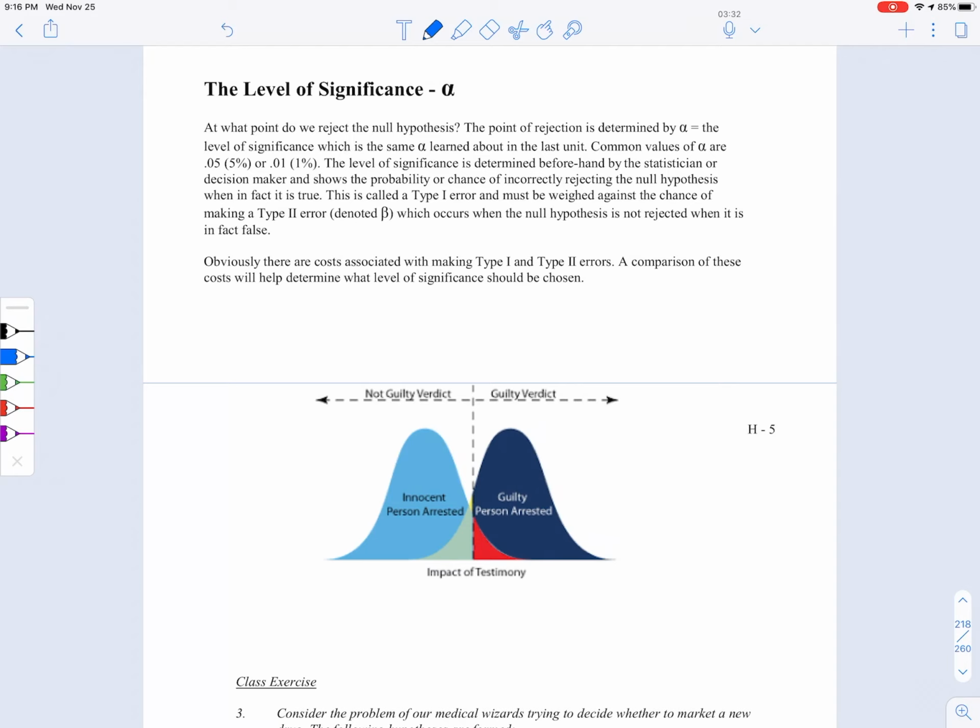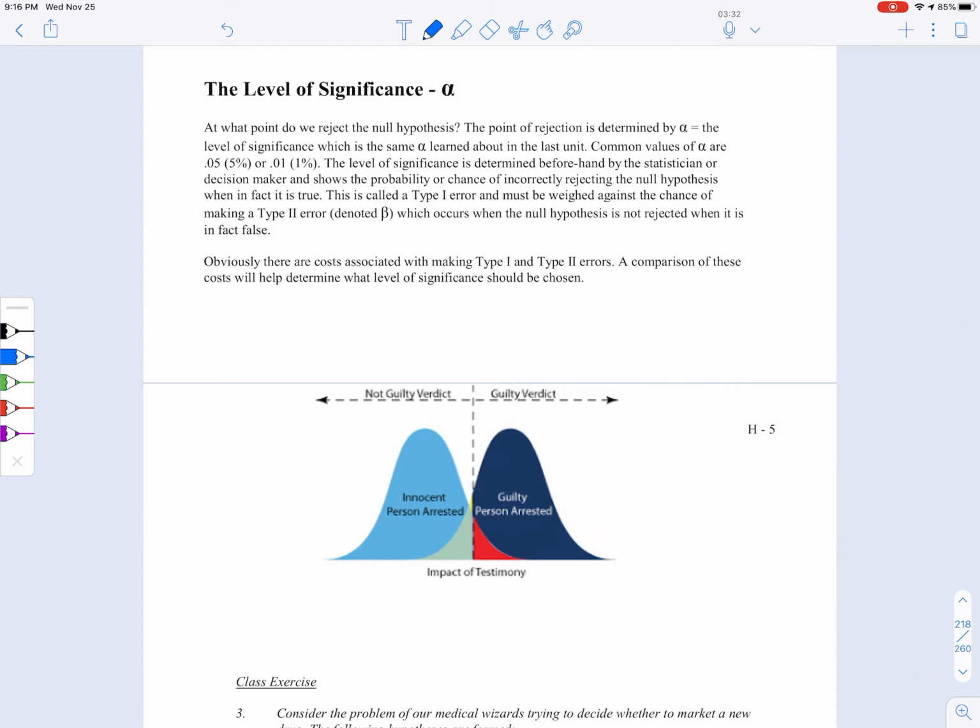Hey folks, welcome back. We're continuing on with taking a look at some of the building blocks here of hypothesis testing, and I want to talk about the level of significance alpha. Alpha was the thing that you were introduced to in Unit E.